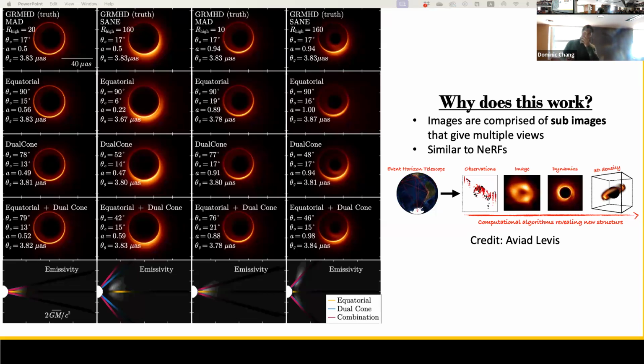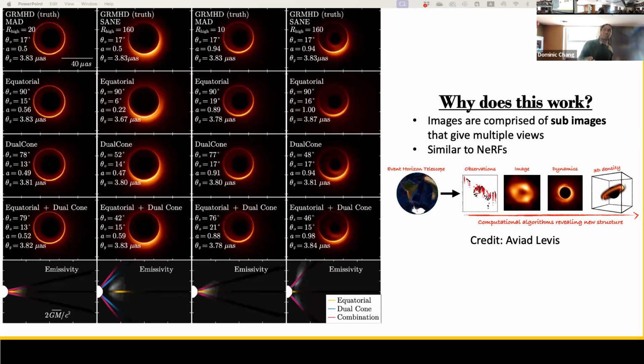At least for my model, the main reason that this works is because, as I mentioned before, we ray trace multiple images. A given image that you see from a black hole is not really a single image, it's a sum of multiple images. So even though you have a single image, it is comprised of many sub-images where you see the source from multiple angles. This actually enables photogrammetry to be possible.